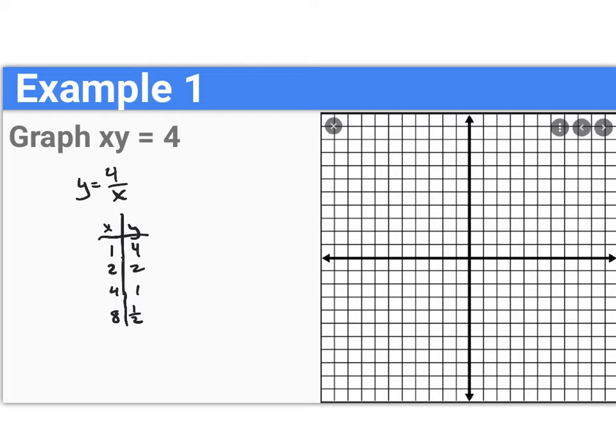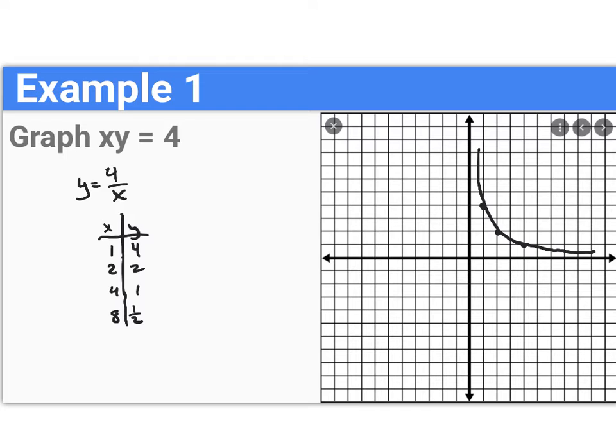So let's graph this. We go over 1 and up 4. 1, 2, 3, 4. Over 2 when we get to 2. 4 is at 1. And then 5, 6, 7, 8 is at a half. So basically we're looking like this.